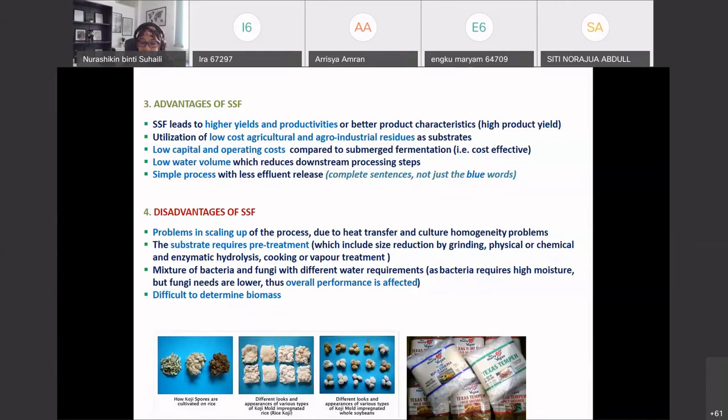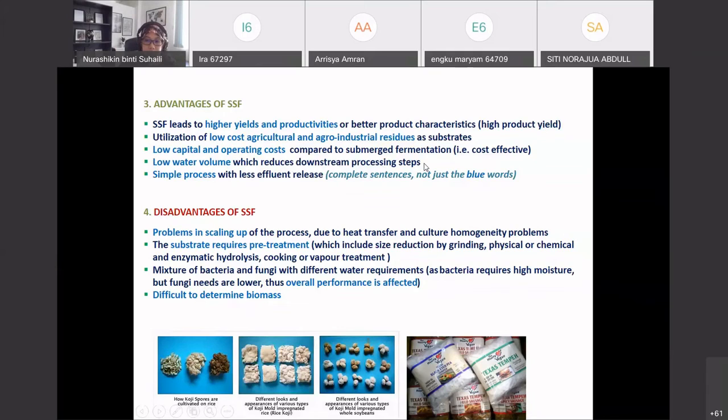So on that point, actually submerged lagi mahal dia punya process, because you have to break the substrates, you have to use enzymes or chemicals, and it's a bit more complex and more expensive. Okay, that's why here for SSF, the advantage is it has low capital and operating costs compared to submerged fermentation. Okay, low water volume, which reduces downstream processing steps.